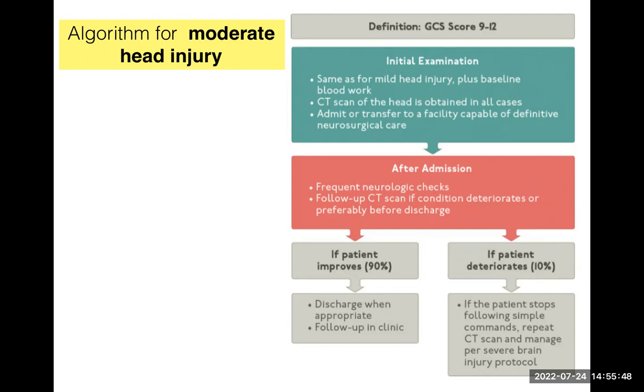In clinics, normally the patient will be discharged from the neurosurgical ward. If the patient deteriorates, which occurs in 10% of the cases, the CT brain must be repeated, and the patient must be managed as per severe brain injury protocol. Because if they deteriorate, basically the GCS is likely to be less than 9, which is 8 and below.